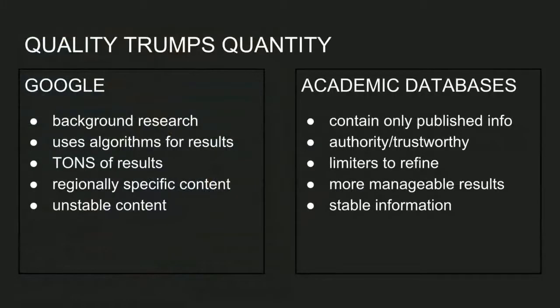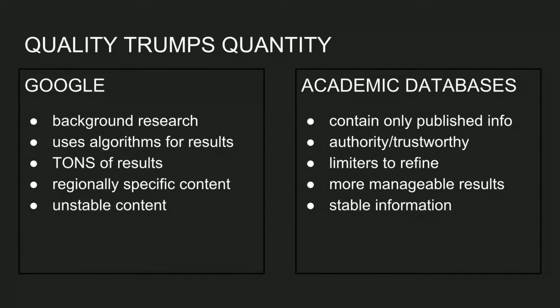So I also get a lot of questions from students about why they should use academic databases and not continue to do Google. And so there's a couple reasons. Number one, it all really depends on what kind of research you're doing. So Google's really good for background research. I can't stress enough, go in and learn all that you can about your topic, get a really good understanding of it, jot down key terms, names, dates, things like that.